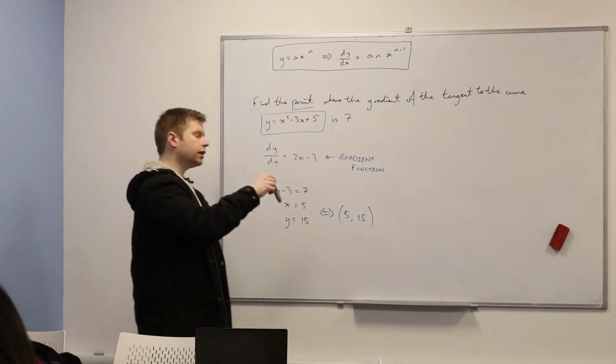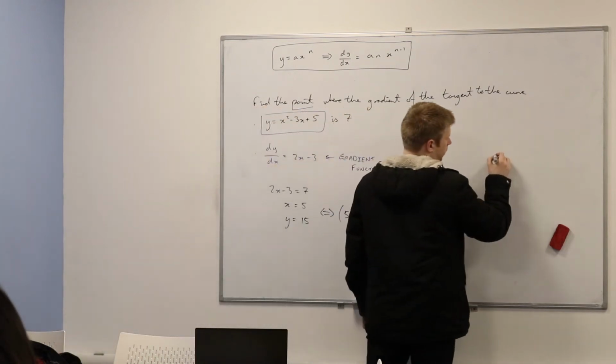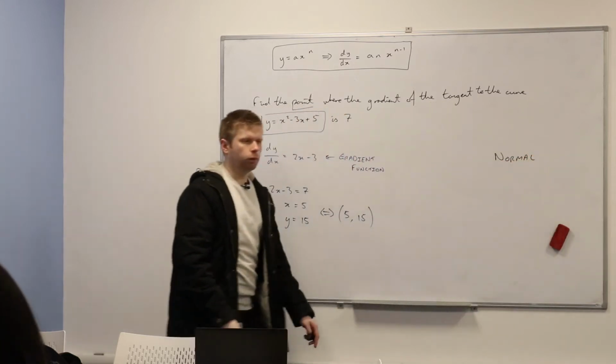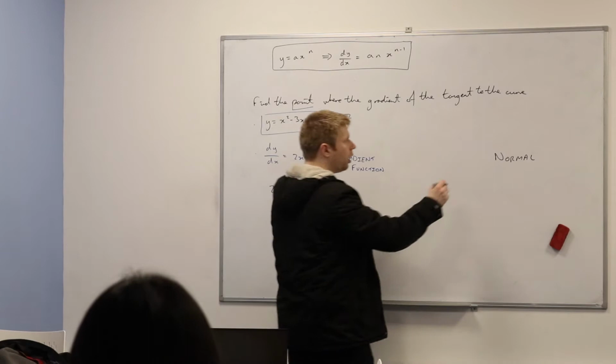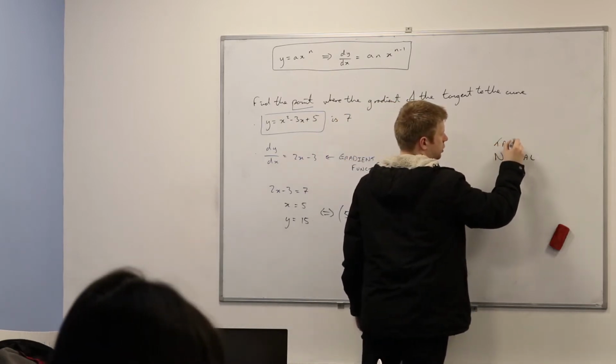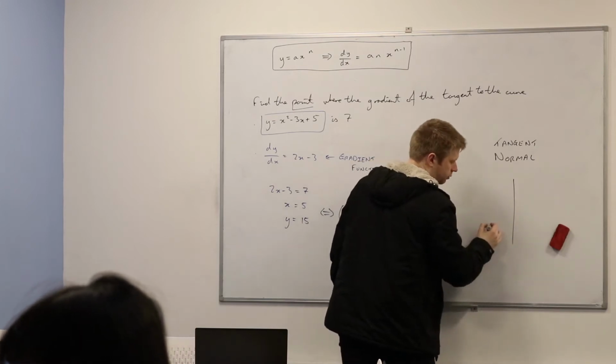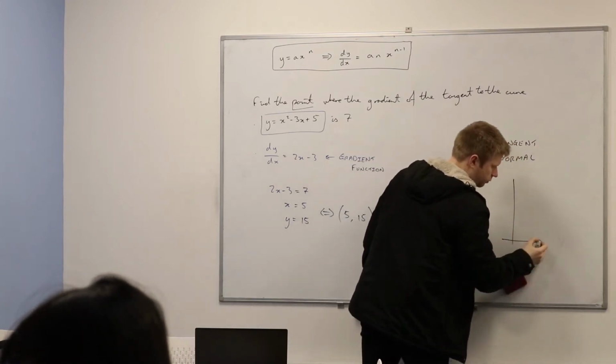Question 3 is talking about a normal, okay? So far, we've been talking about tangents. Just remind me, what is a tangent? It's a line sharing 1 point with the curve.